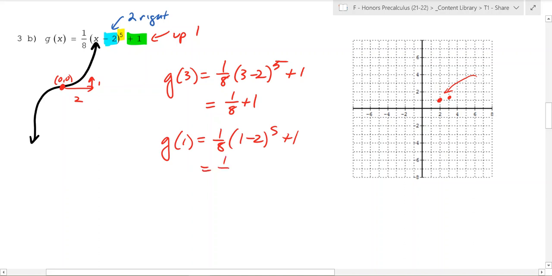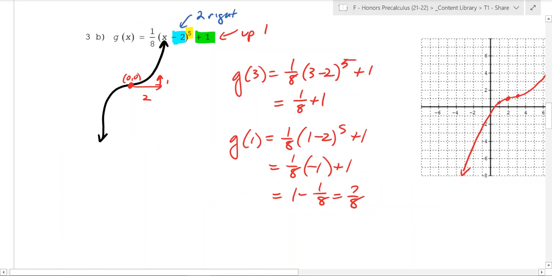Well, that's going to be 1/8 times negative 1 to the 5th, which is negative 1. So that's going to be 1 minus 1/8, which is 7/8. So that's back down a little bit too. So what is this going to look like? Well, it's going to look like this, and then it'll curve up like that. And if we wanted to know the exact intercepts, we'd have to find them by plugging in 0.